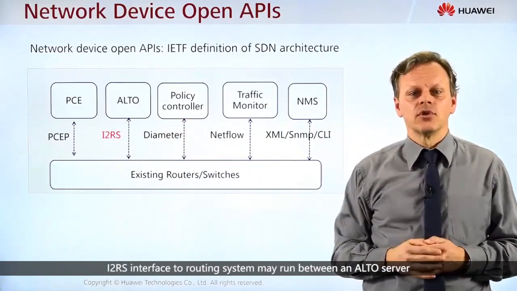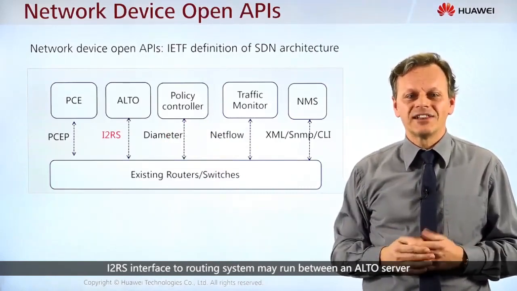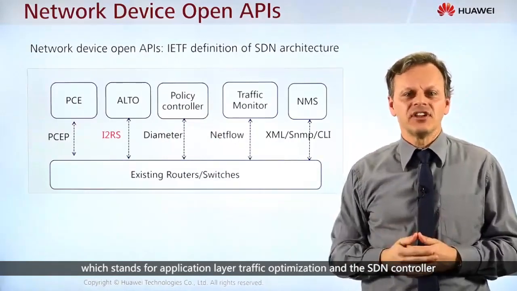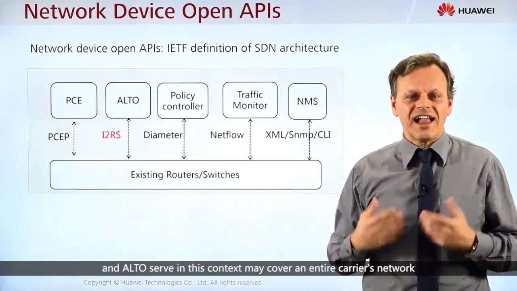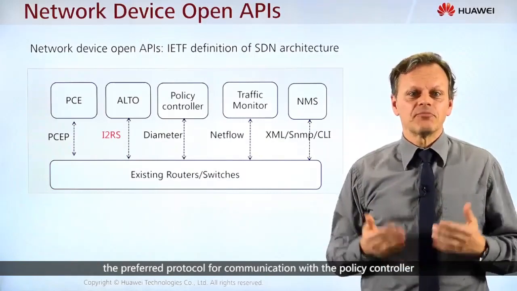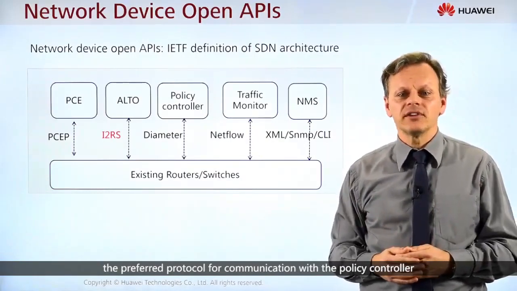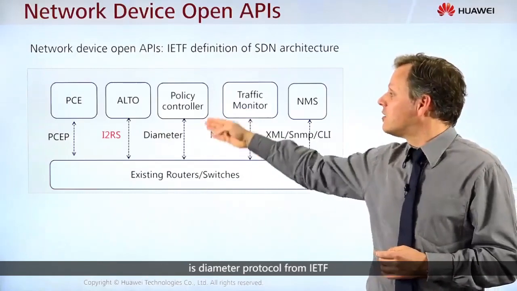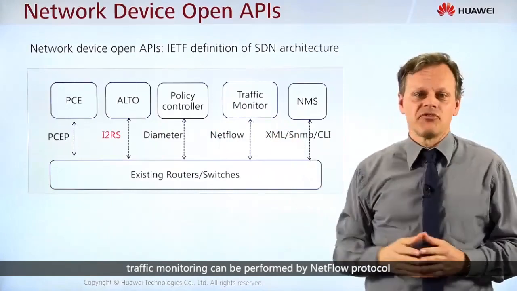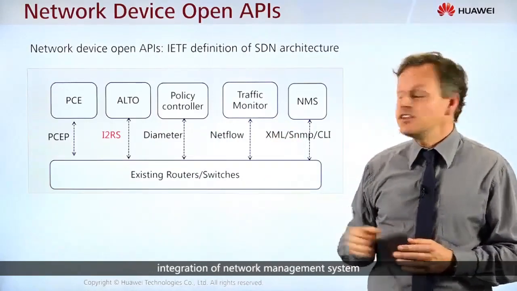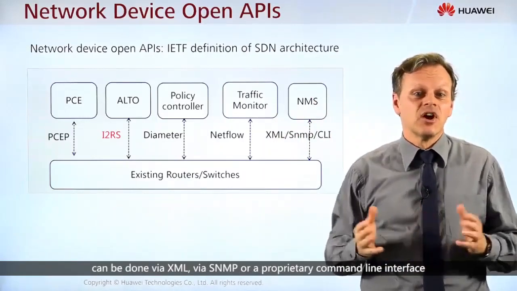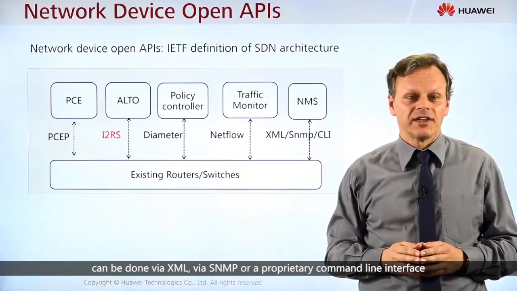I2RS, interface to routing system, may run between an ALTO server, which stands for Application Layer Traffic Optimization, and an SDN controller. An ALTO server in this context may cover an entire carrier's network. The preferred protocol for communication with a policy controller is Diameter protocol from IETF. Traffic monitoring can be performed by NetFlow protocol. Integration of a network management system can be done via XML, via SNMP, or a proprietary command line interface.